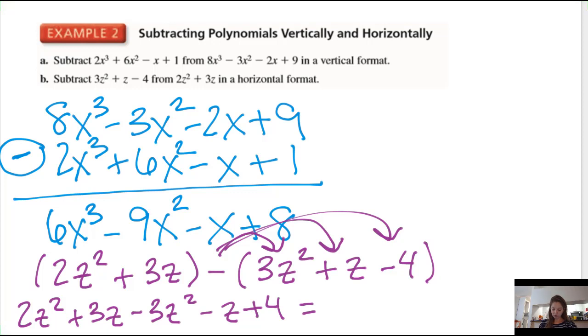Now I combine like terms. I get, let's see, these quadratic terms give me negative z squared. That is positive 2z plus 4.